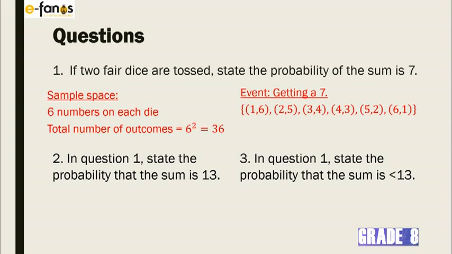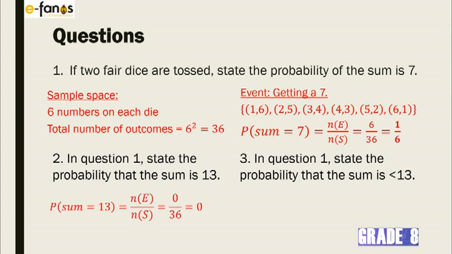We could do this by rolling a 1 and a 6, a 2 and a 5, a 3 and a 4, a 4 and a 3, a 5 and a 2, or a 6 and a 1. So there are 6 ways of doing it. So the probability is going to be 6 over 36, the number of ways of getting a 7 over the total number of outcomes, and this simplifies to 1/6.